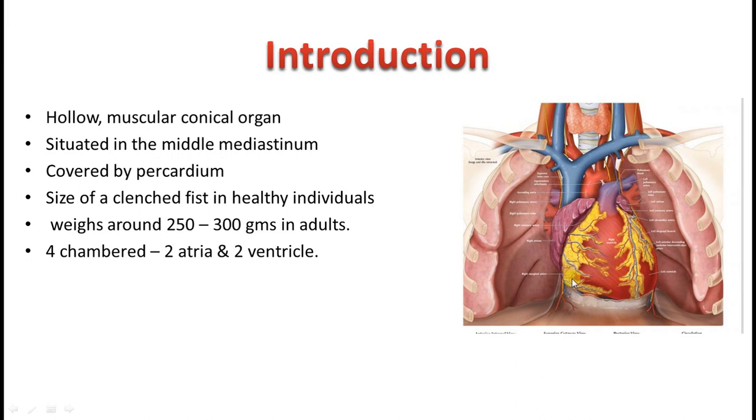Now, interiorly, there is a communication between the atrium and the ventricle. They are called the atrioventricular orifice, and they are guarded by valves. The right atrioventricular valve is called the tricuspid valve. The left atrioventricular valve is called the bicuspid valve.